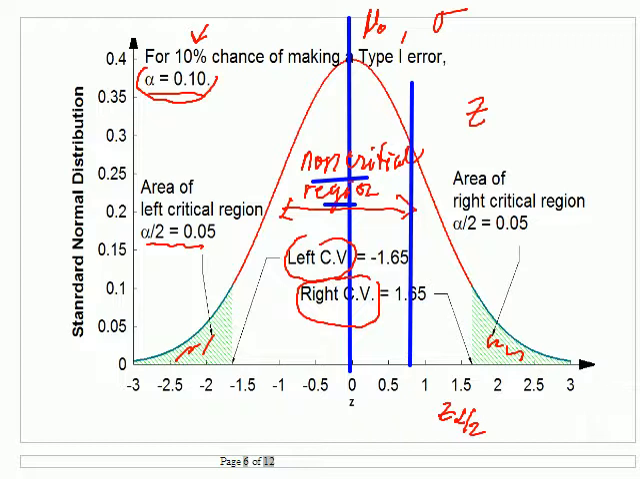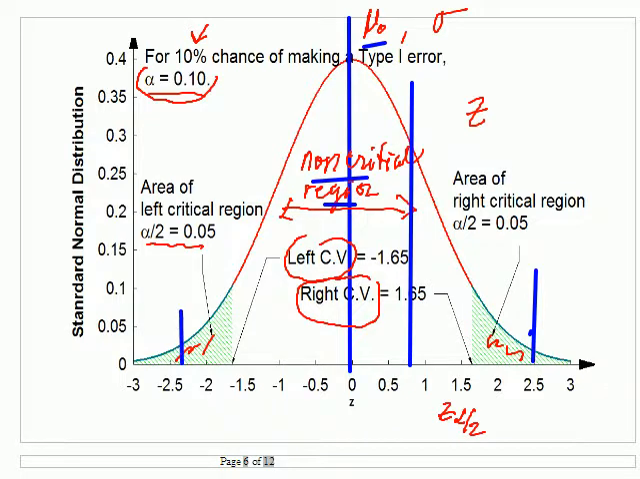Now let's say that z-value happens to be 2.5. It is in the critical region. Because it's in the critical region, you now say it is so significantly different from the previously held value, from the previous mu naught, that the null hypothesis is rejected.